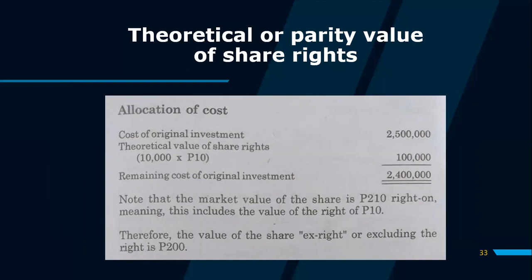So to allocate the cost, the original cost is 2.5 million. The theoretical value of the share right on is 100,000. So the remaining cost of the original investment is 2.4 million, plus the share right on of 100,000. Note that the market value of the share is 210 right on, meaning this includes the value of the right, which is 10. Therefore, the value of the share X right, or excluding the right, is 200.